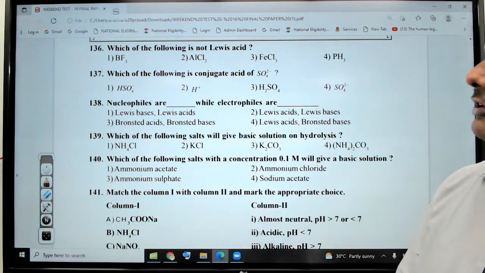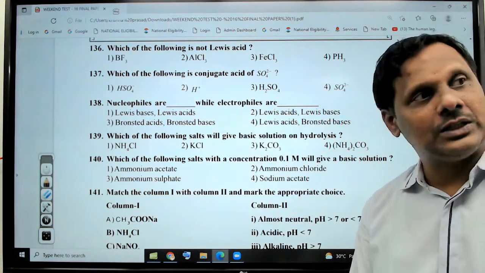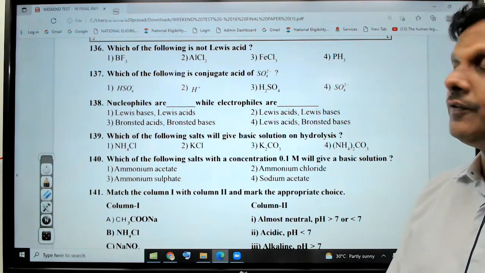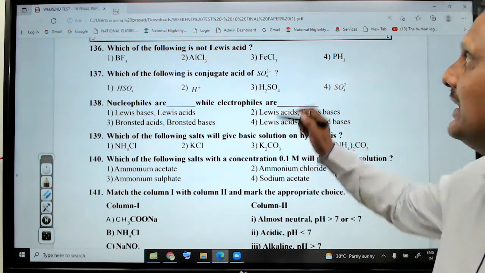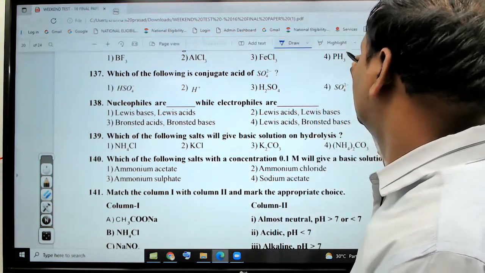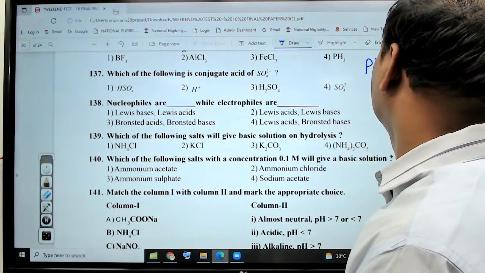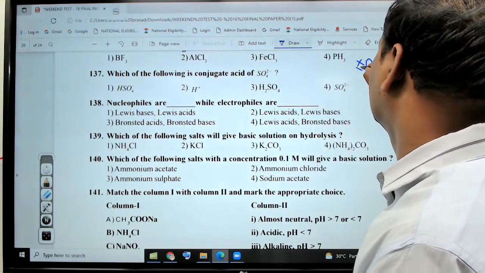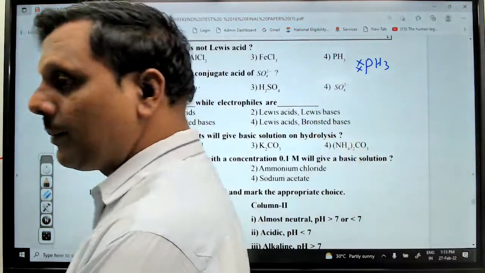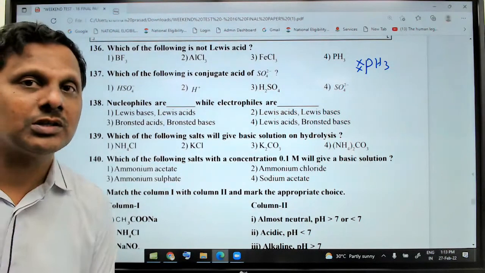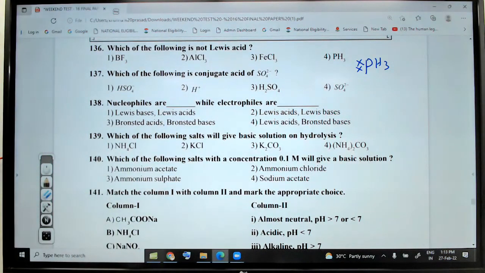अच्छा, BF3 is electron deficient compound, AlCl3 is electron deficient compound, FeCl3 electron deficient compound, but PH3 आप देख लीजिए, which contains a lone pair. PH3 में phosphorus containing lone pair, which can donate a pair of electrons. Electron pair donors are nothing but Lewis base only. So first three are Lewis acid, fourth one is Lewis base.